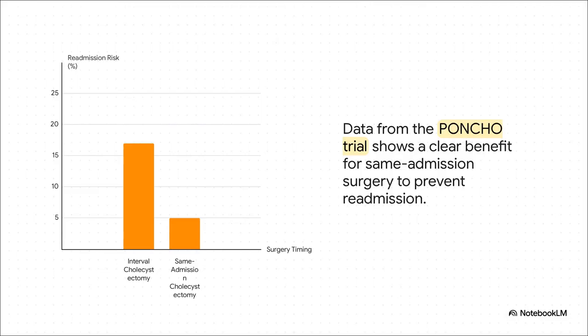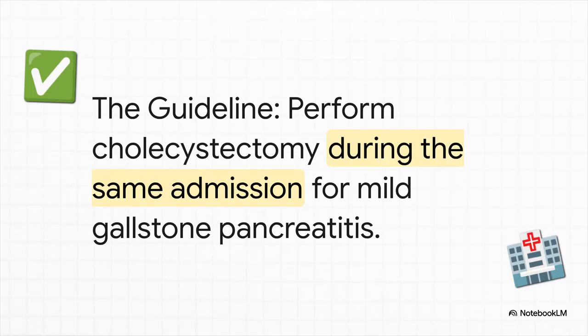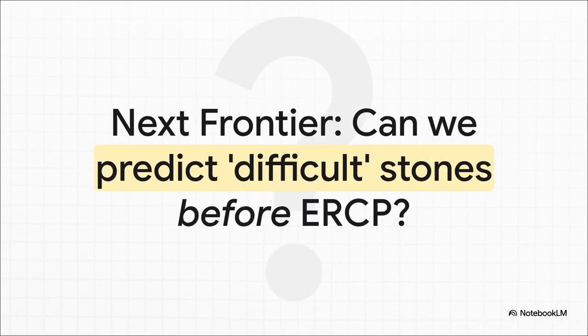The landmark PONCHO trial tells the whole story. If you send a patient home after gallstone pancreatitis and plan to take their gallbladder out later, the risk of coming right back to the hospital with another biliary issue is 17%. But if you do the surgery during that same admission, that risk plummets down to just 5%. So it's really no surprise that the guidelines' final recommendation on this is crystal clear. For patients with mild gallstone pancreatitis, the definitive treatment is to remove the gallbladder during that same hospital stay. Don't wait.